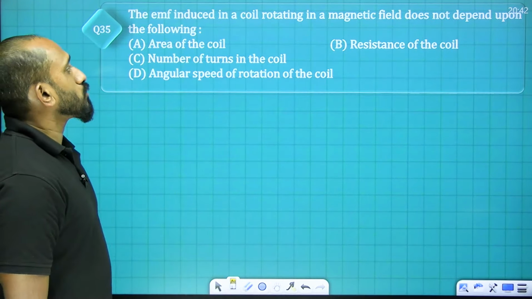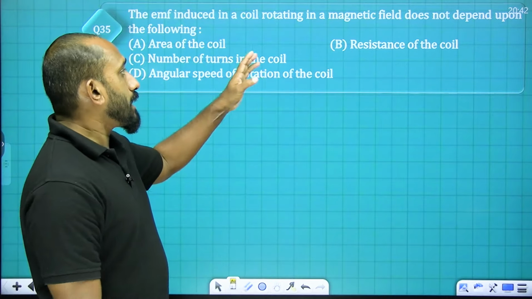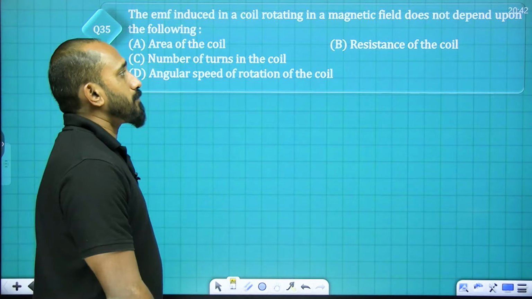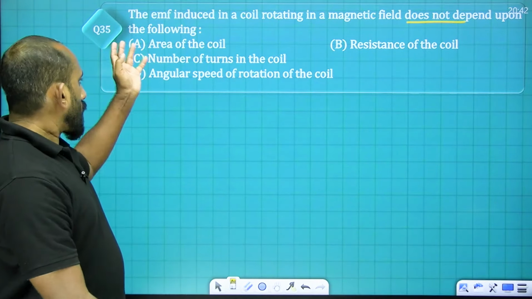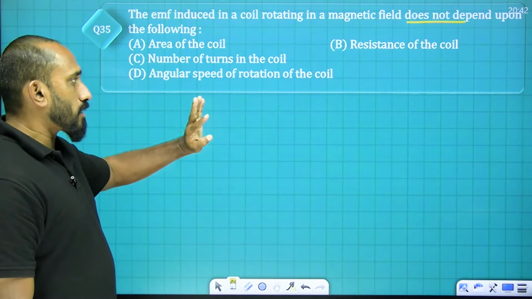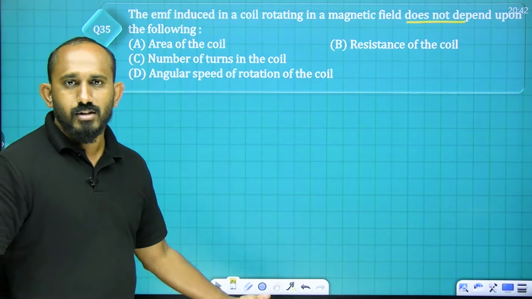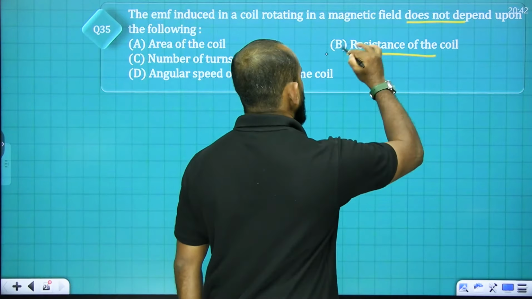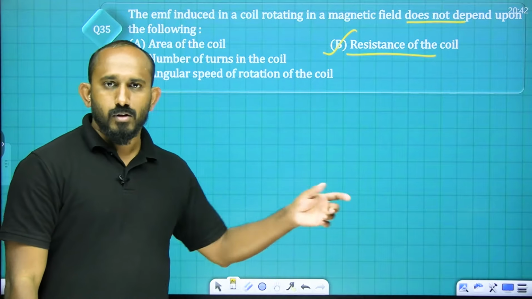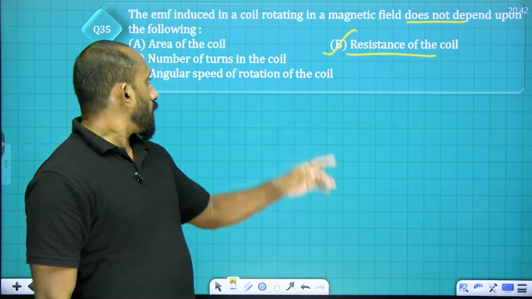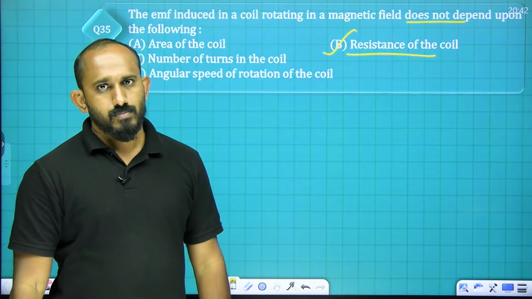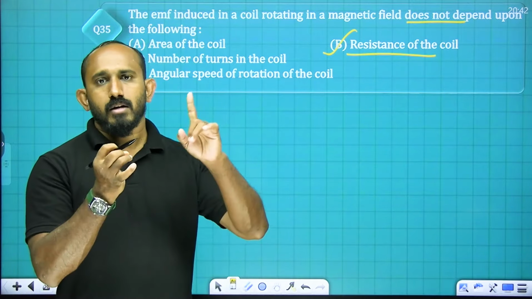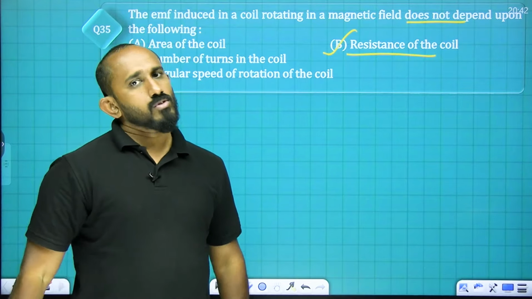The EMF induced in a coil rotating in a magnetic field does not depend upon which of these: area of the coil, number of turns, angular speed, resistance of the coil. Which answer? EMF never depends upon the resistance of the coil. A similar question we did previously. All other factors, it depends: N, B, A, omega. Magnetic field is there, area of the coil is there, angular frequency also it is there.